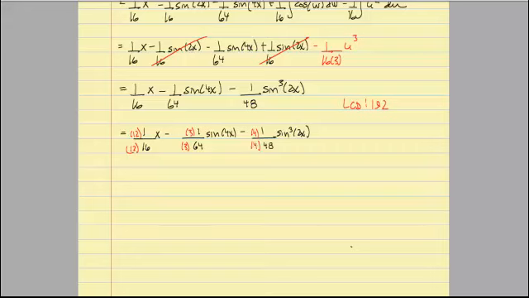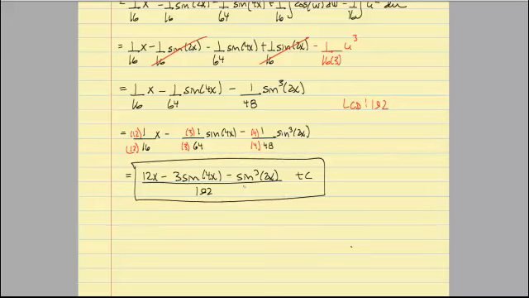So rewriting, this would equal 12x minus 3 sine of 4x minus sine cubed of 2x, all over 192 plus C. So that's my solution. Now, of course, I could check this by taking the derivative. Whoops, and I have that 4 that goes there. So I could check it by taking the derivative. I could also check it in Maple. Maple might not agree with this solution because Maple uses a lot of trig identities to rewrite.